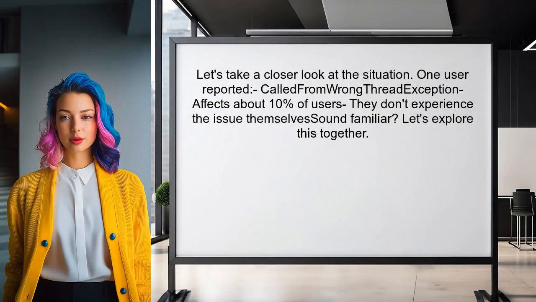Let's take a closer look at the situation. One user reported receiving a called from wrong thread exception, which is causing issues for about 10% of their users. They mentioned that they don't have the issue themselves, which makes it even more perplexing. Sound familiar? Let's explore this together.